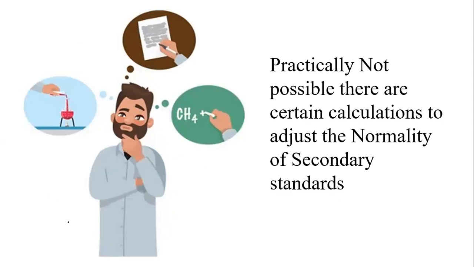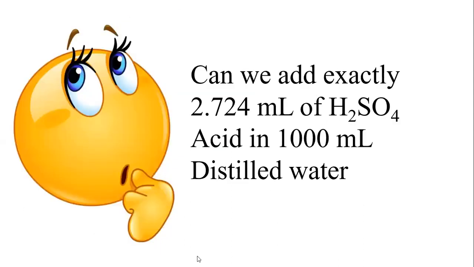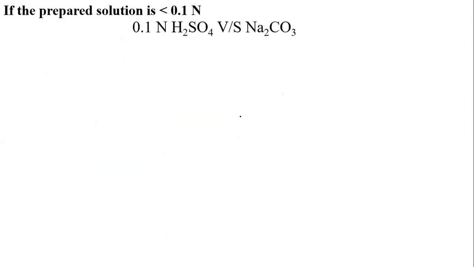So practically not possible. There are certain calculations to adjust the normality of secondary solutions. So what are those calculations? Remember students, here there is a tricky question. We can't add 2.72 ml in 1 liter. Practically, it is very difficult. Instead, what should we do to overcome this problem? Here is the solution. Instead of adding a certain 2.7 ml of acid, we will add an excess amount of acid. Usually in the laboratory, we advise to add more acid. Instead of 2, we will add 4 ml or 5 ml.